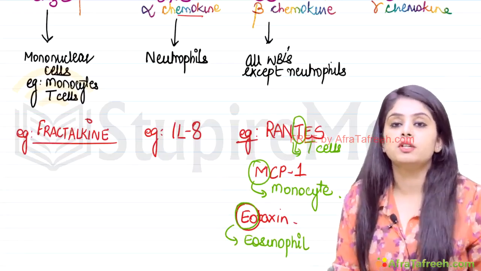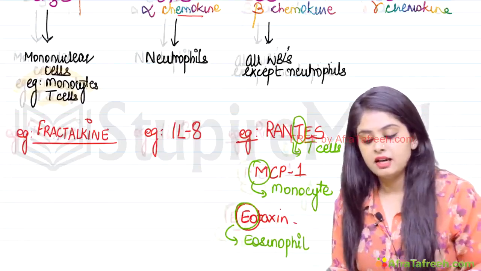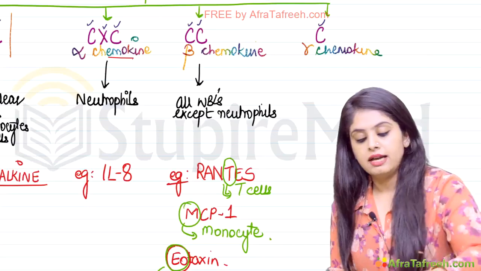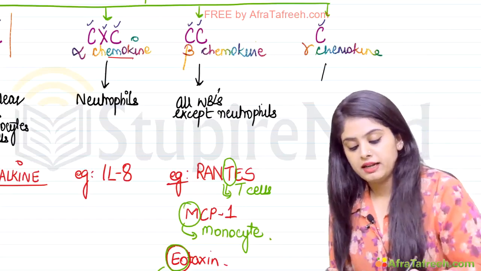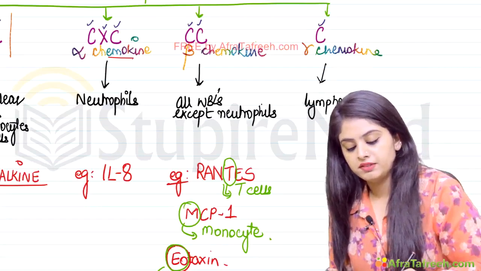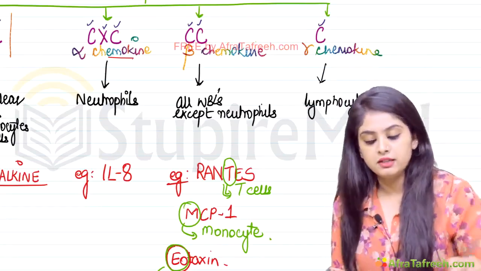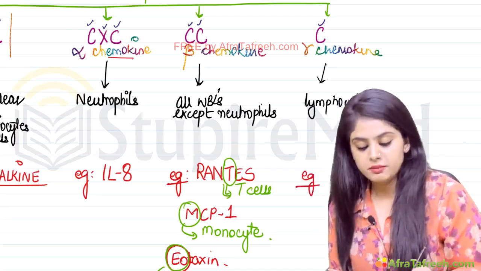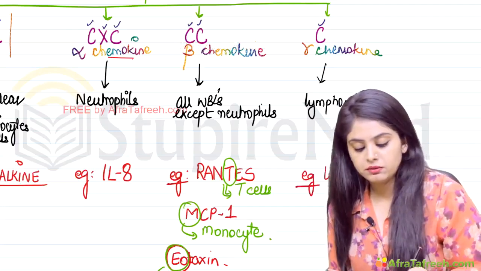CXC example was interleukin 8. And the last, finally, that we come to is the gamma chemokine, and this is going to mainly attract the lymphocyte. Because it attracts the lymphocyte, the name is very simple, it is lymphotactin.